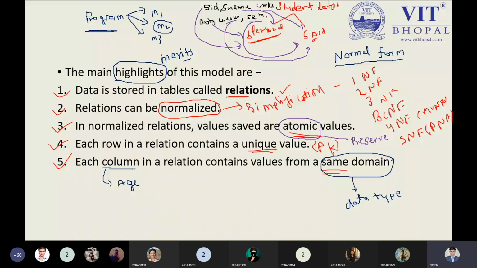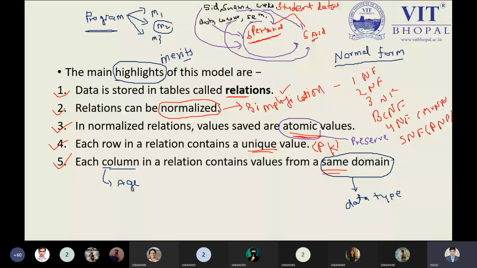Relation can be normalized means our table can be simplified by various mechanisms. What are those mechanisms? 1NF, 2NF, 3NF, BCNF, 4NF, and 5NF. So these are the various normal forms by which we can simplify our relation to remove the duplicacy, and you will see the entire thing with our examples. Do not worry about this point. So that is the point we have to understand.